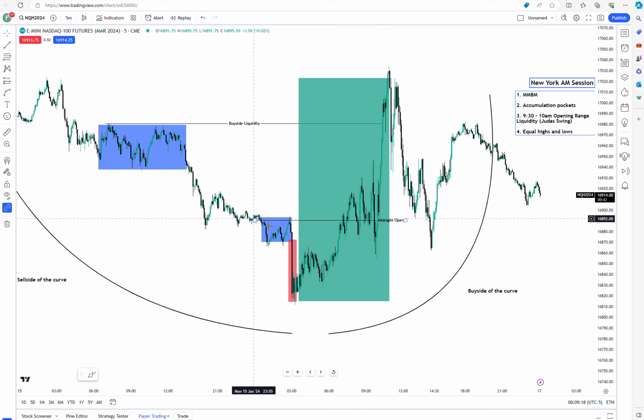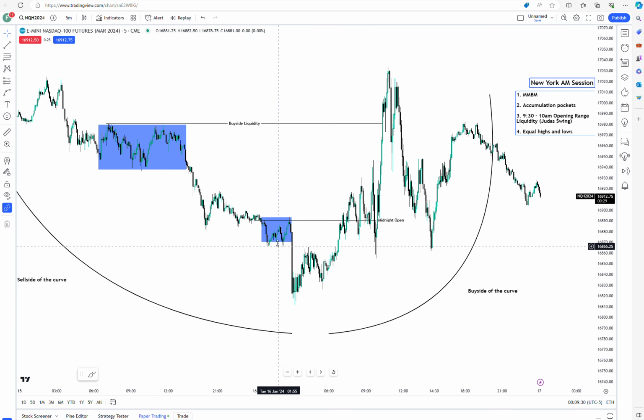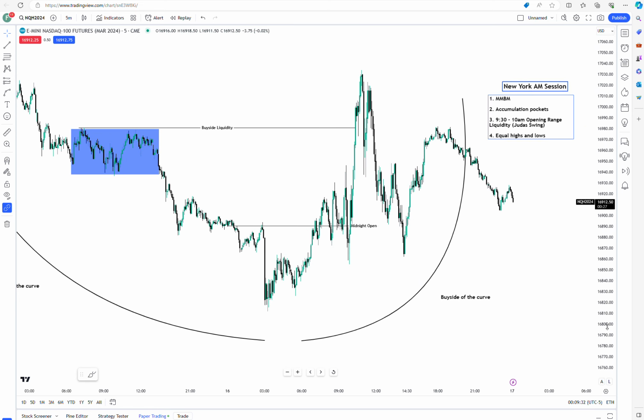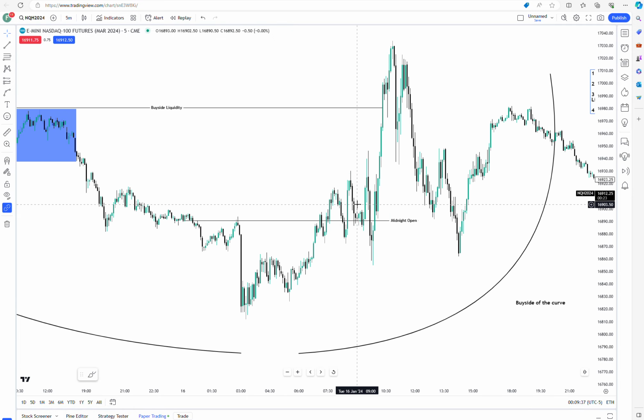We accumulate at midnight open, we manipulate past midnight open, we distribute to the upside, and look what price does here. Look at this. And we're going to expand on this and talk about this in a bit more depth. So on the 5-minute chart, quite obvious, and I think we're going to stay here for now, and then we'll touch base on smaller time frames.